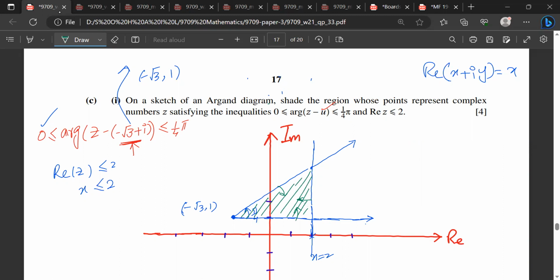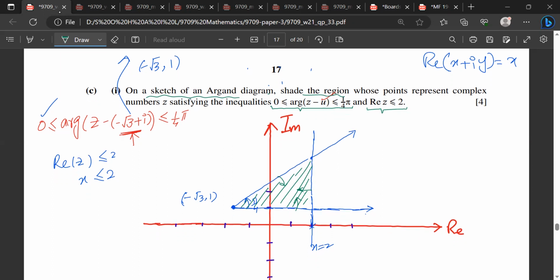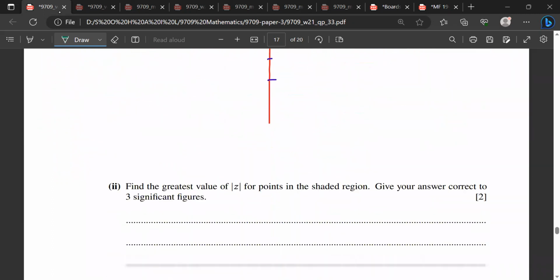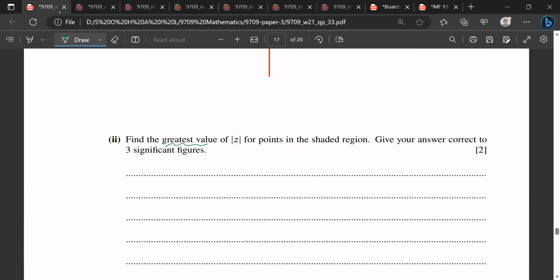This is the shading. So the question was, on a sketch Argand diagram, shade the region whose points represent the complex numbers z. So z is somewhere here in this green region, satisfying the inequalities. The first inequality is here, the two half lines, in between these two half lines, and the other is x is less than or equal to 2. So we have the shading here.